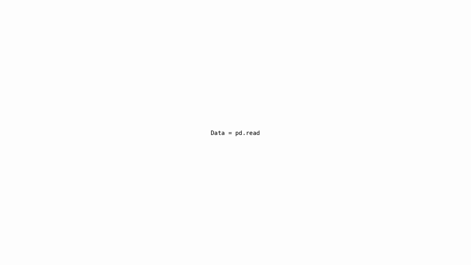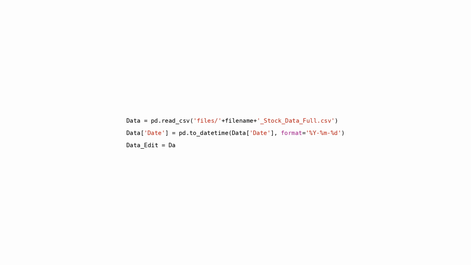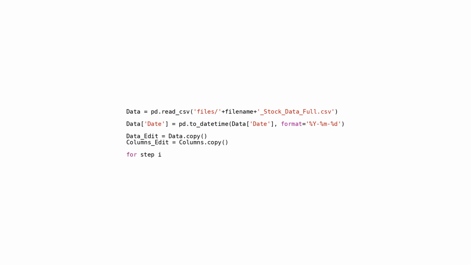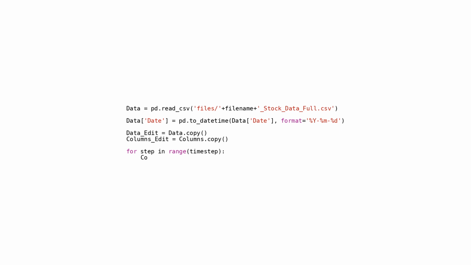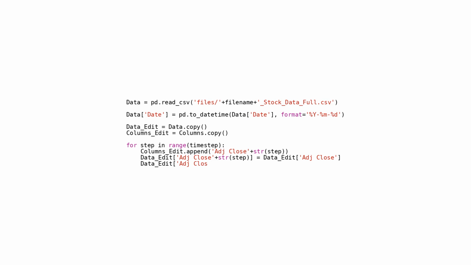This code snippet reads stock data from a CSV file, processes it, and then generates a new dataset primed for further analysis. The process is as follows. 1. Read stock data from a CSV file stored in the files directory. 2. Converts the date column to a datetime format with the provided format. 3. Creates a deep copy of the original data and column names. 4. Shifts the Adj Close column by the specified step value to create multiple columns for each time step. 5. Removes rows with missing values resulting from the shifting operation. 6. Outputs the processed data's head for subsequent analysis.